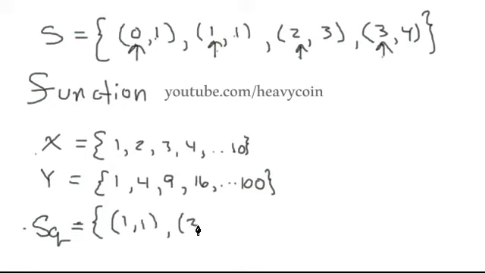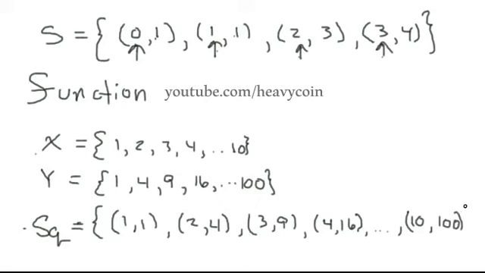2 is related to 4. 3 is related to 9. 4 is related to 16. Now we got some other ordered pairs in between here, and then the last one is going to be 10 is related to 100. Now let's close this up. Okay, this relation is a function. Right? This relation is a function because look, all of our first coordinates are all going to be different, even though I didn't write these in, but look at the pattern.